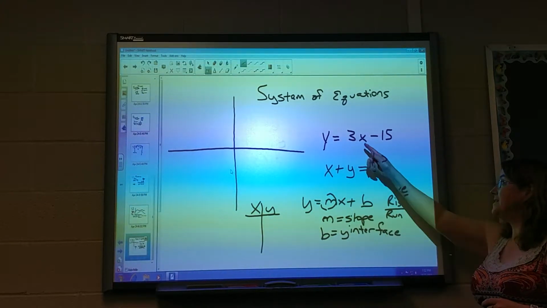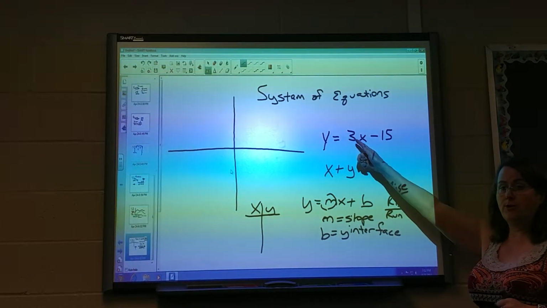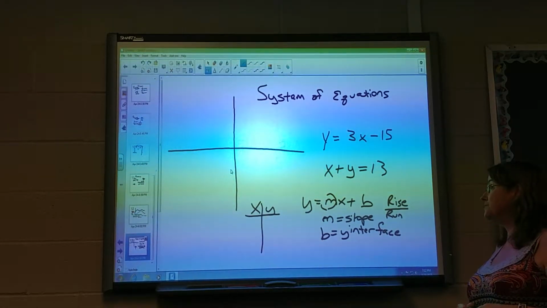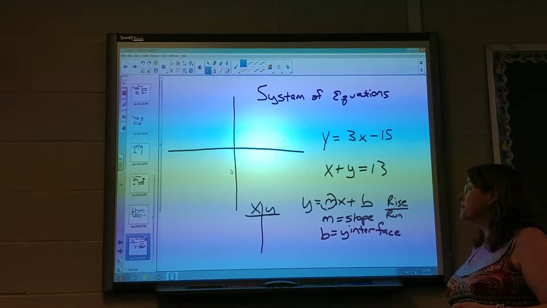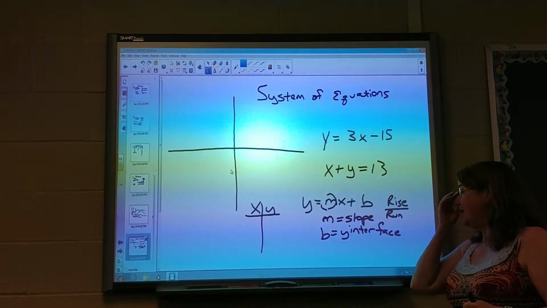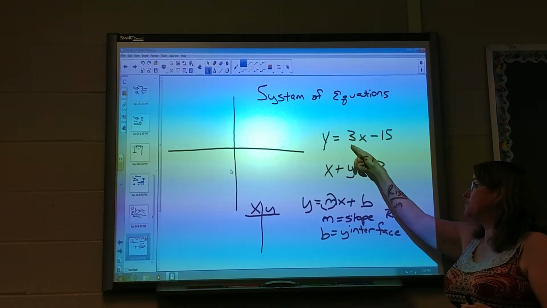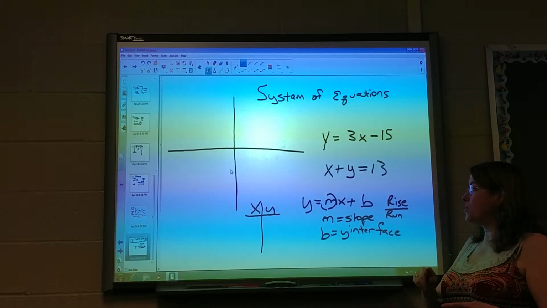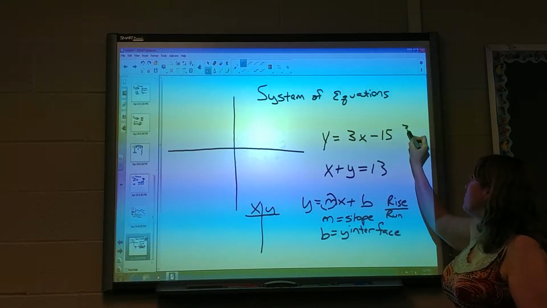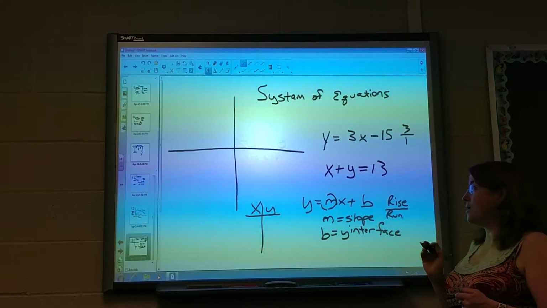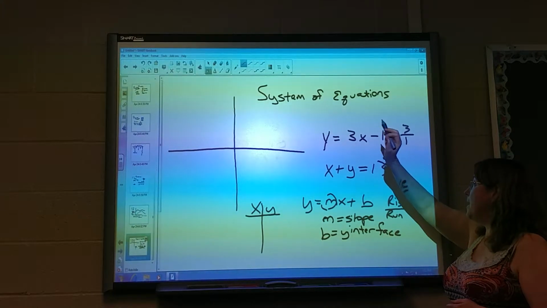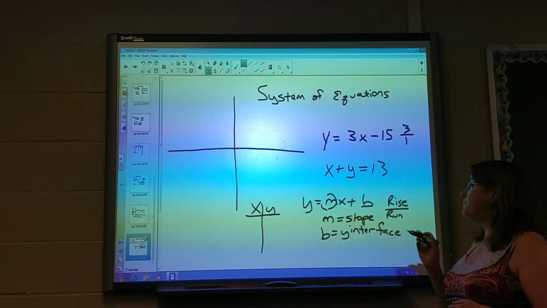Since this one's already set up that way, I'm going to show you how to graph this one that way. y equals 3x minus 15. This tells me that 3 is my slope, because it's where the m would be. So my slope is 3 in this one. It's 3 over 1. Slope is rise over run. Rise means it goes up 3. Run means it goes over 1.